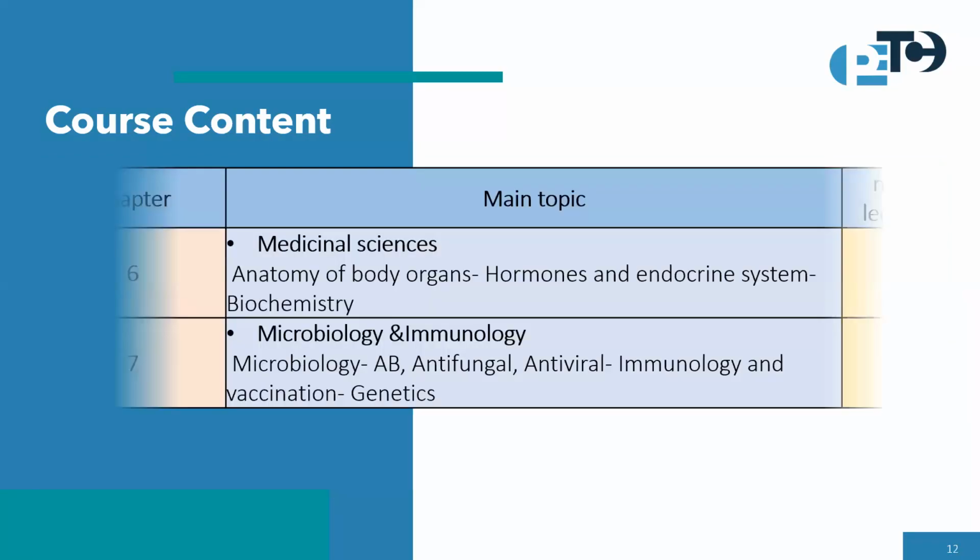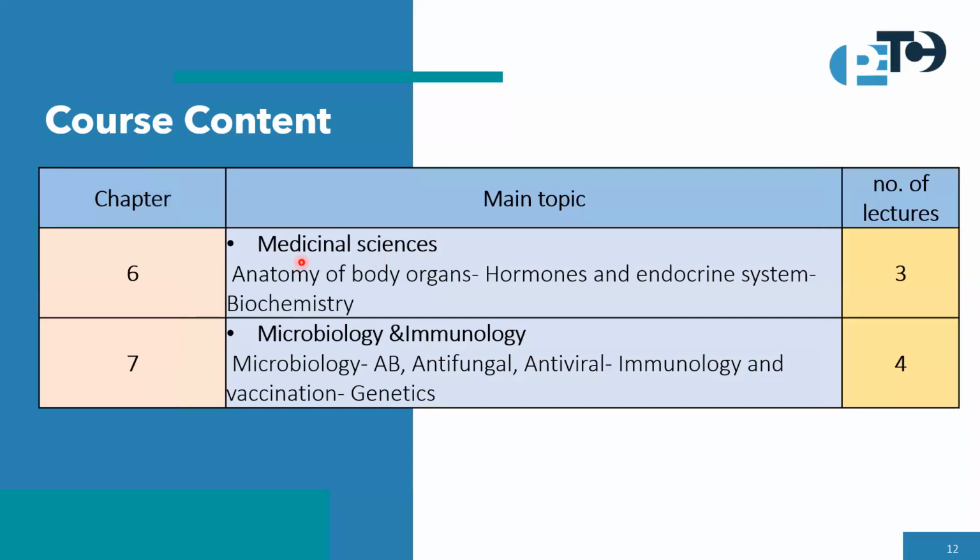The next chapter will be about medicinal sciences, 3 lectures. We will learn about anatomy, histology, and physiology, the endocrine system and different hormones, and biochemistry and nutrition. Then the next chapter will be about microbiology and immunology. Microbiology and immunology is an important one, and in the last two exams, several questions included in the exam were from this chapter.